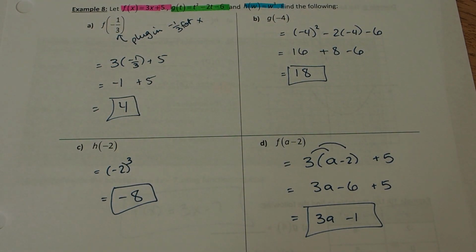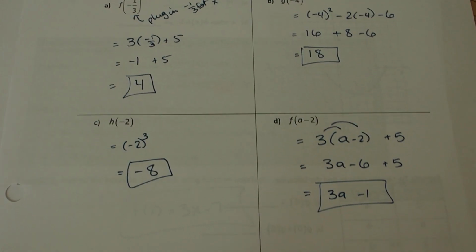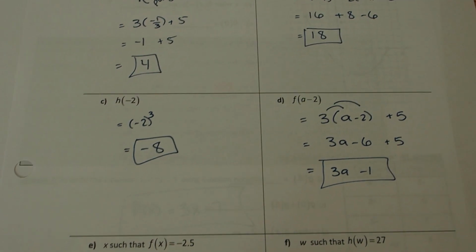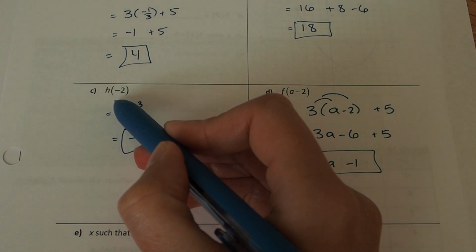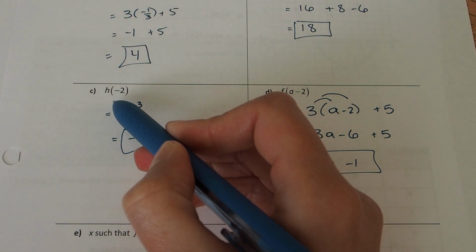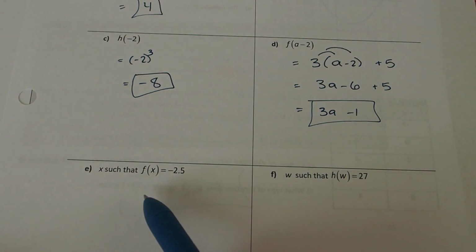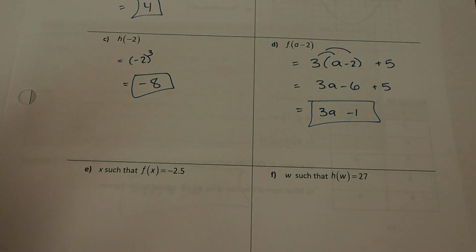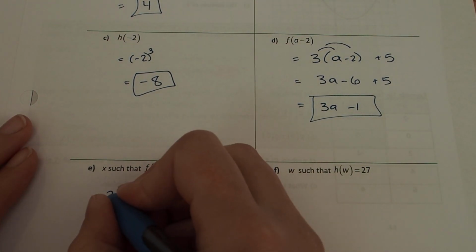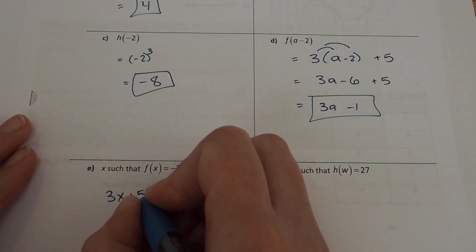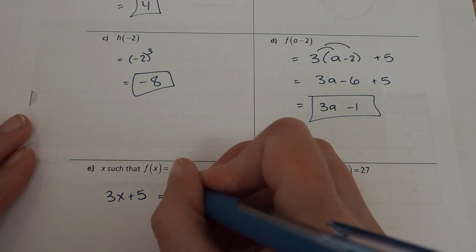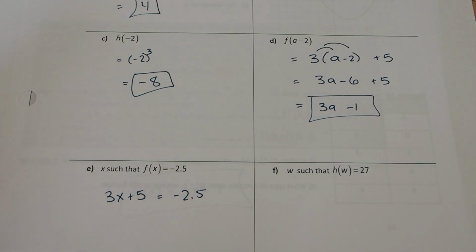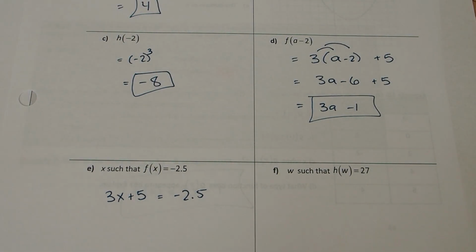Okay. Parts E and F are slightly different. Instead of giving a value inside the parentheses and a value of the independent variable, they've set the equation equal to a value, so they're giving us a value for the dependent variable. So they're telling us that the equation 3x plus 5, that's the equation for f of x, should be equal to -2.5. I need to solve for x.